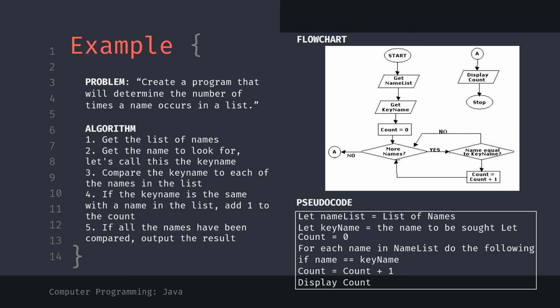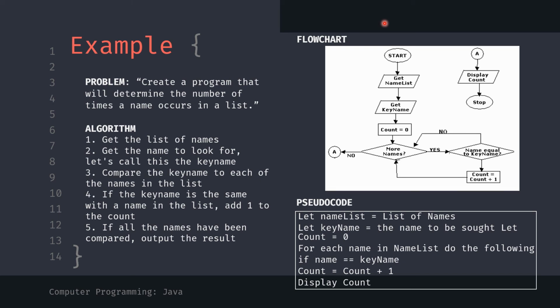Let's take a look at this example problem and how this problem is analyzed and translated into an algorithm. The problem is to create a program that will determine the number of times a name occurs in a list. Now we will identify the steps in solving this problem using an algorithm. First is to get the list of names. Second, get the name to look for. Let's call this the key name. The next is to compare the key name to each of the names in the list. The fourth one, if the key name is the same as the name in the list, add 1 to the count. And lastly, if all the names have been compared, we will now output the result.